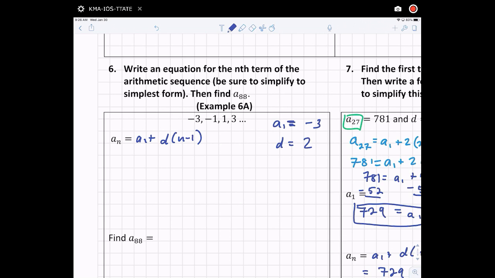And it's plus 2, because every time I'm going up plus 2. So I can plug that into my formula now. A sub 1 was -3, plus 2 times n minus 1. I want to distribute the 2 to the n and the -1. I get plus 2n and then minus 2. And then I combine my like terms.